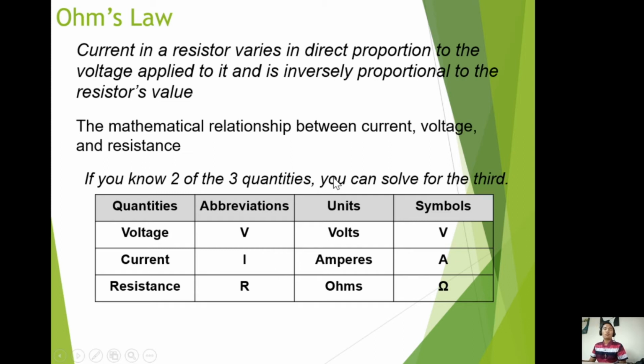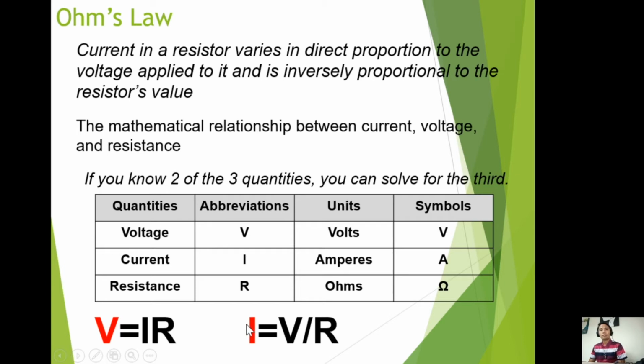If voltage is unknown, we can solve the problem using this formula: V is equal to IR. And if the current is unknown, then you can solve the problem using this formula. This is the original formula of Ohm's law. You can see here the mathematical relationship of the variables.